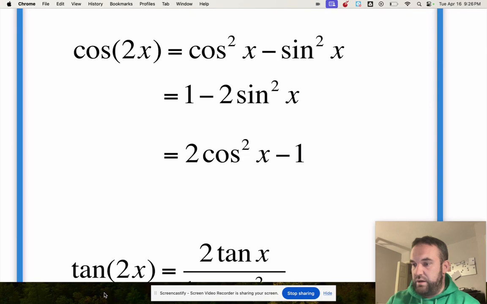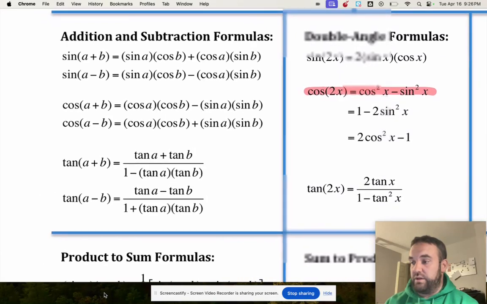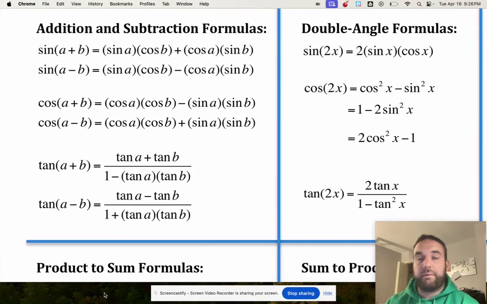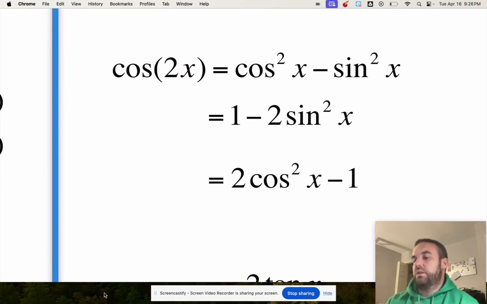So this line right here is what we just derived using the sum and difference identities, or the addition and subtraction formulas, however you want to call it. We are able to actually derive that formula. Now, there are variations of that where you could start using the fact that sine squared plus cosine squared is equal to 1. There's a couple different variations of it.